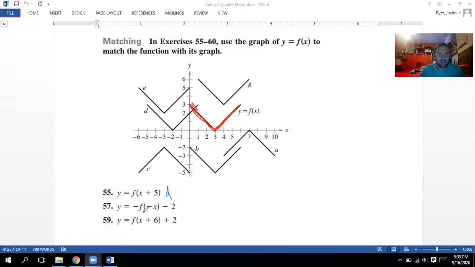Okay, next here, we've got a negative on the outside and a negative on the inside. So we're going to flip it down. So instead of a V, it's going to be upside down, or whatever you want to call it, peak. And then we're going to flip it over this way. So flip it over the x and over the y. And then move it down 2 because we have -2. So the only thing that I see that's flip down and over and then move down would be choice C here.